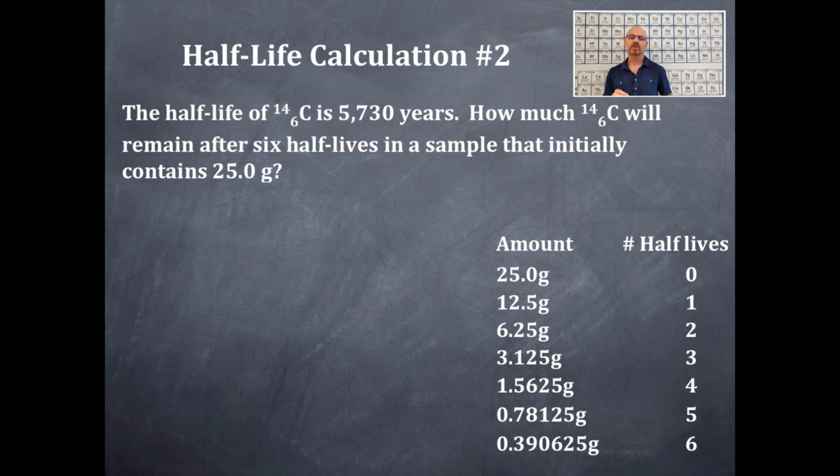Now, the numbers that I had have 3 significant figures, so I'm going to round this correctly to 3 significant figures, so this will be my final answer. At 6 half-lives, if you originally start off with 25.0 grams, you will end up with 0.391 grams of carbon-14 remaining after 6 half-lives. So that is one method.